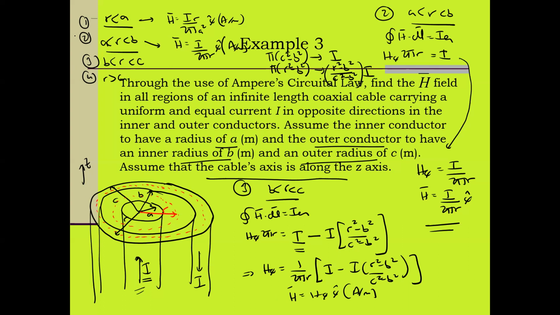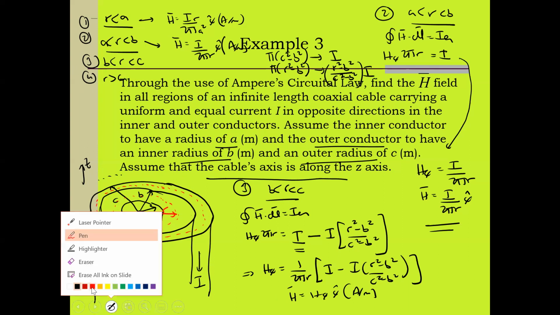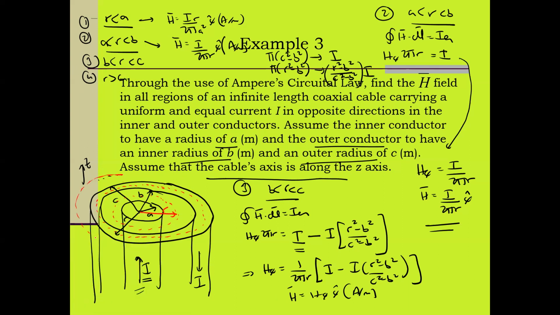And finally, for R bigger than C, the fourth region, my Ampere loop should be located outside here. So that should be my Ampere loop for the fourth region, which is R bigger than C. And from here, we can deduce that the enclosed current will be equals to 0, because the I and the negative I will be cancelled out with each other. And as such, we can see that the H field intensity will be simply equals to 0 because there is no enclosed current.